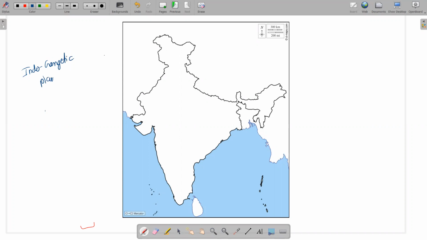Indo-Gangetic plains. So total 3 plains are there, clearly given in the textbook.